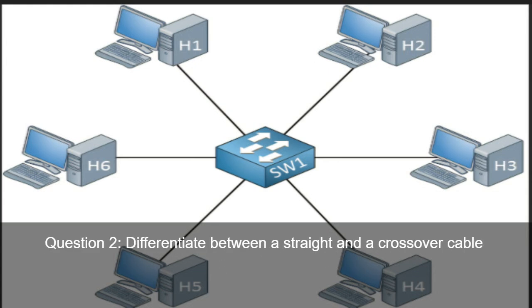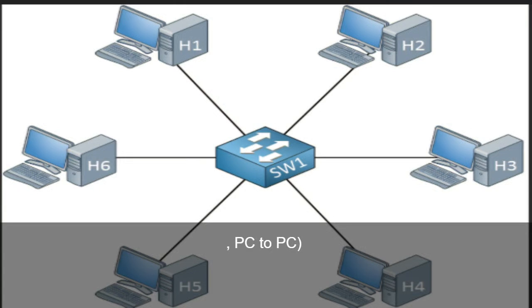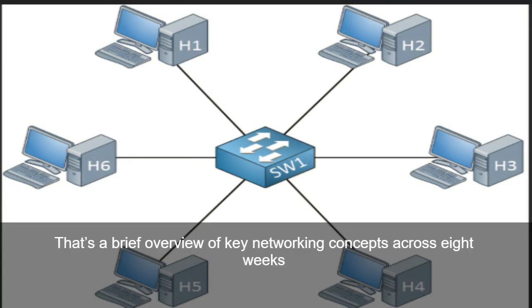Question 2, differentiate between a straight and a crossover cable. Straight cable, device to network hardware, e.g. PC to switch. Crossover cable, device to device of the same type, e.g. PC to PC. That's a brief overview of key networking concepts across 8 weeks.